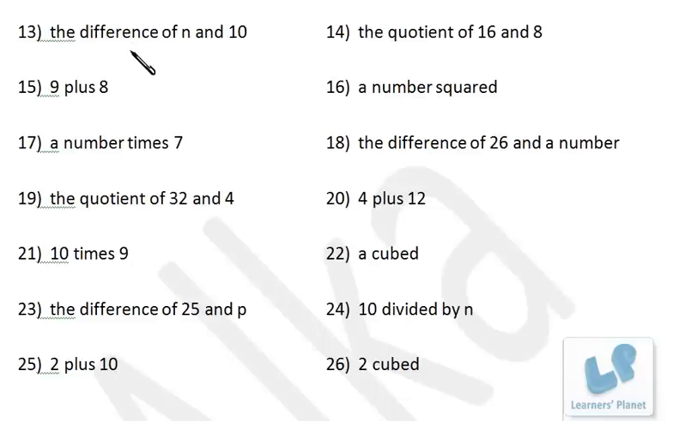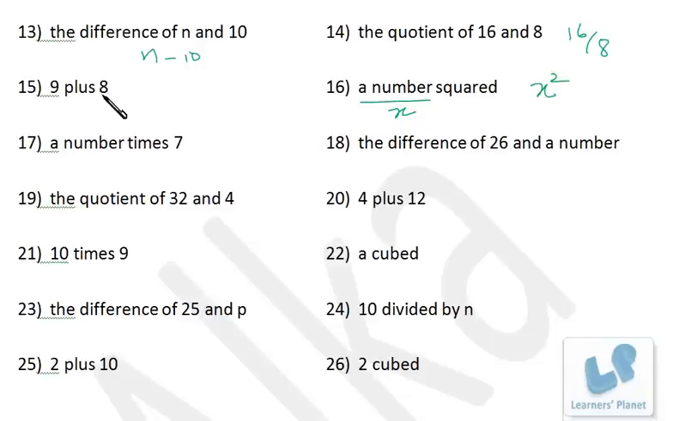Here, the difference of n and 10. What does difference mean? Suppose I have 10 apples, you have 15 apples. What is the difference? It's 5. That means difference is subtraction. So the difference of n and 10 is n minus 10. Quotient of 16 and 8, as we have just discussed, 16 by 8. A number squared, you don't know the number, so write it as x. So it is x squared.